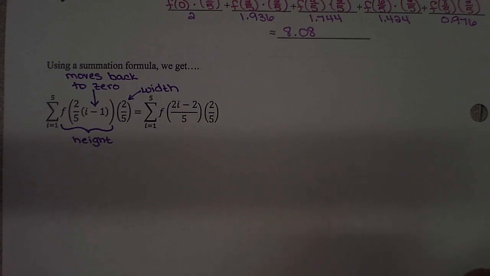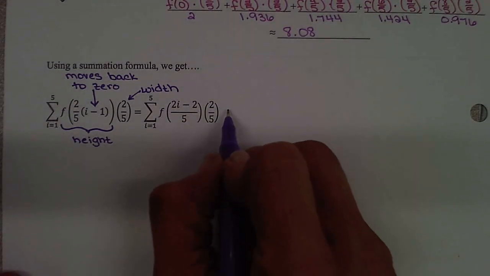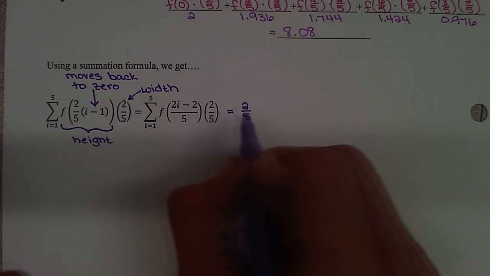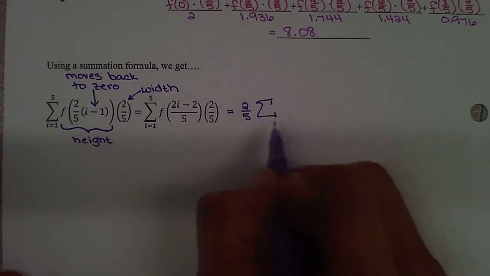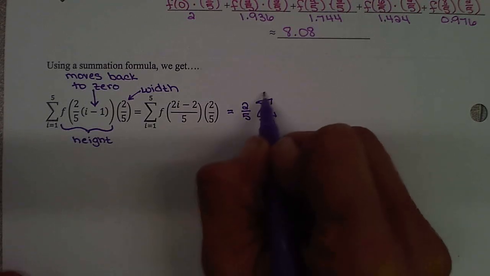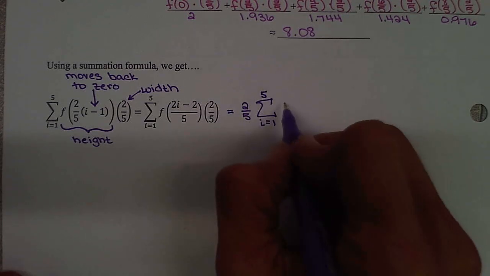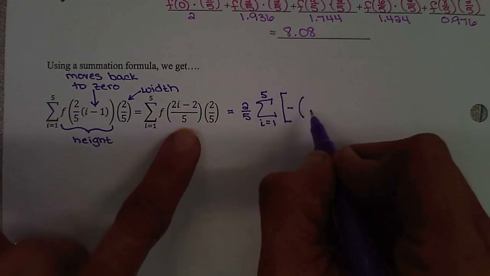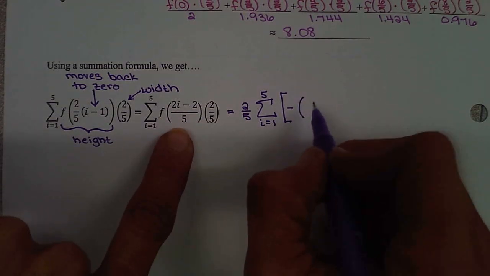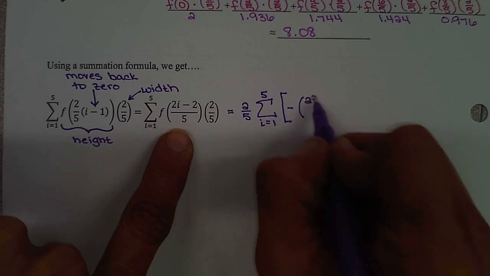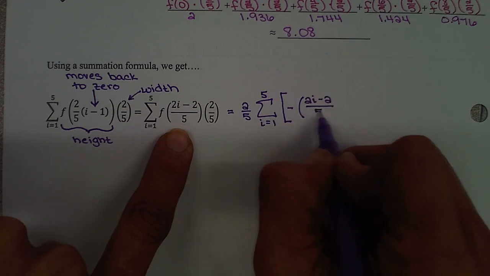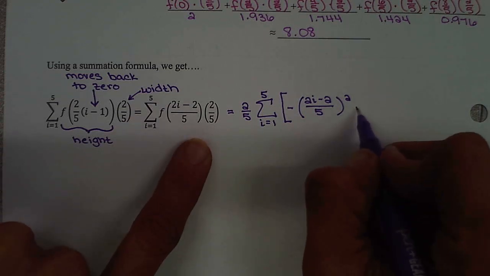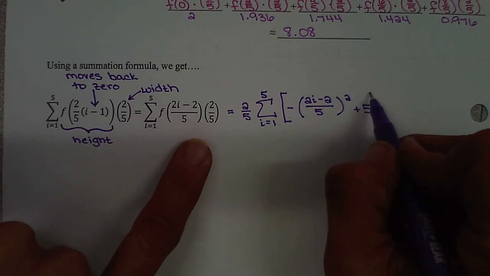All right, so the way this is going to look then is it's going to say equals 2/5, the constant we pull out, times the summation from i equals 1 to 5 of a negative, and then here's where we're plugging this value into my x to get squared. So 2i minus 2 over 5, quantity squared, and then we have that plus 5 in the original f of x formula.